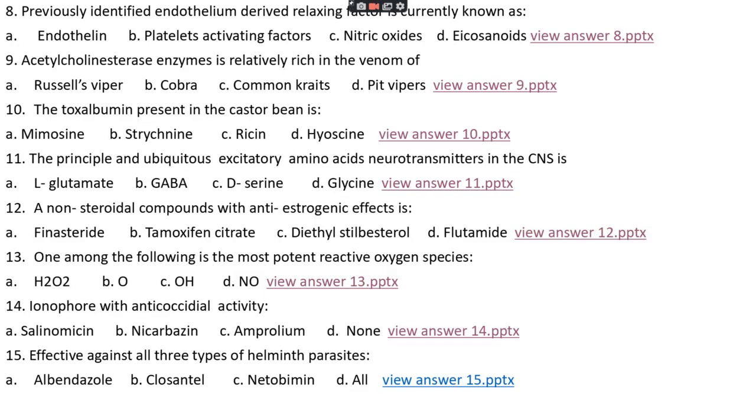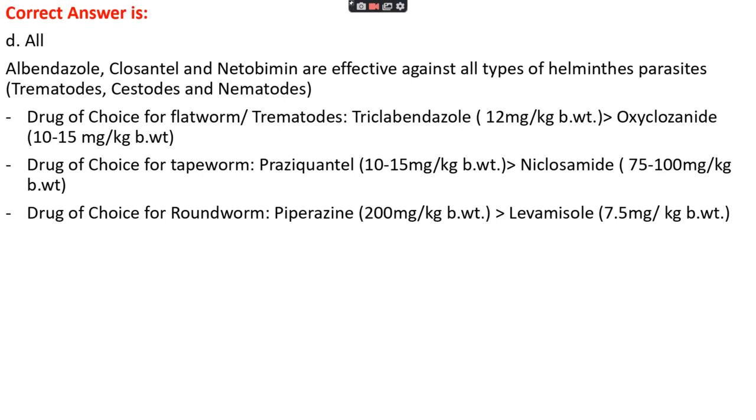Question number 15. Effective against all three types of helminth parasites. Option A, albendazole; option B, closantel; option C, netobimin; option D, all. The right answer is option D, that is all. Albendazole, closantel, and netobimin are all effective against all three types of helminth parasites, that's trematodes, cestodes, and nematodes.